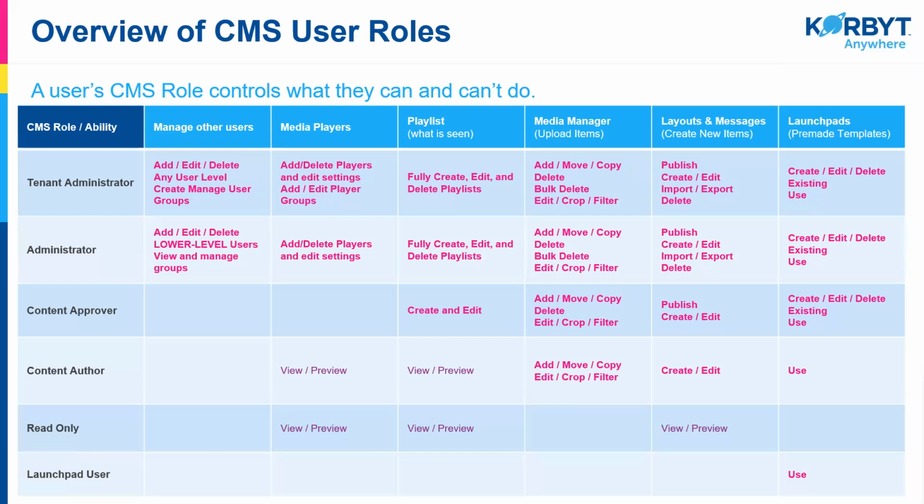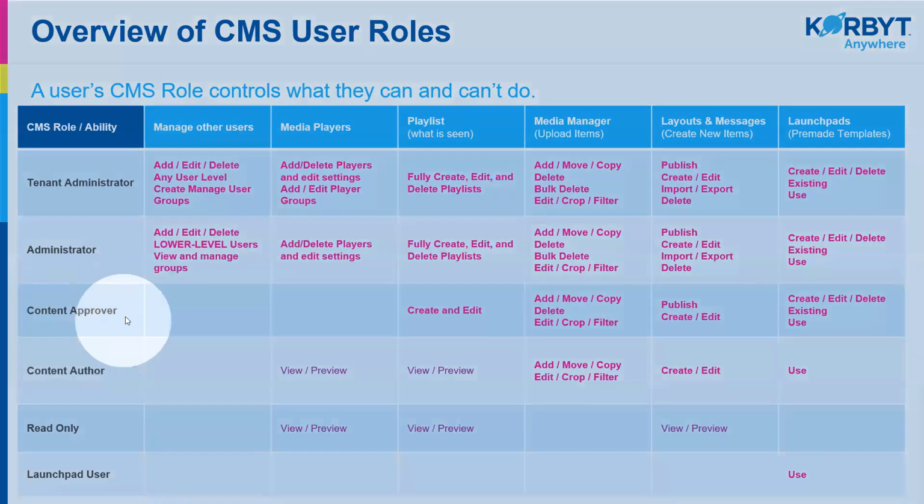Fantastic. It's always nice when there's a plan of who should be able to do what. So for those of you listening on the call, here is what that means for your abilities in the system. If you are at that content approver level, you have full control of being able to add content or create new layouts and new templates in the system, and you can edit and create playlists to make content seen on screens.